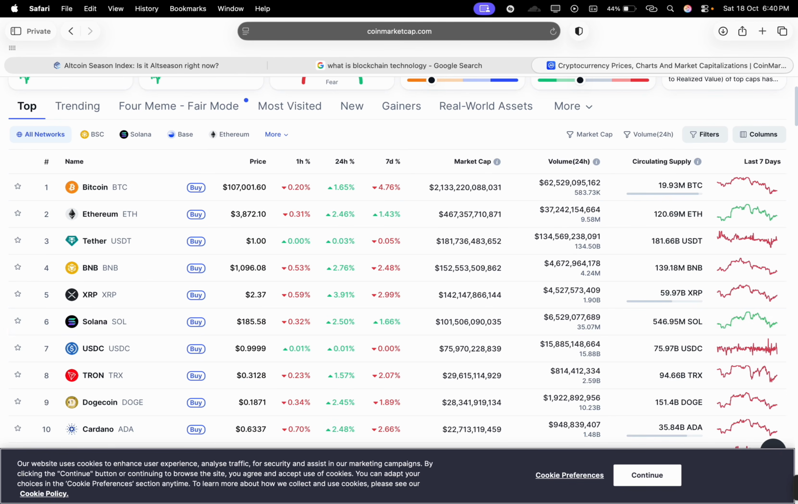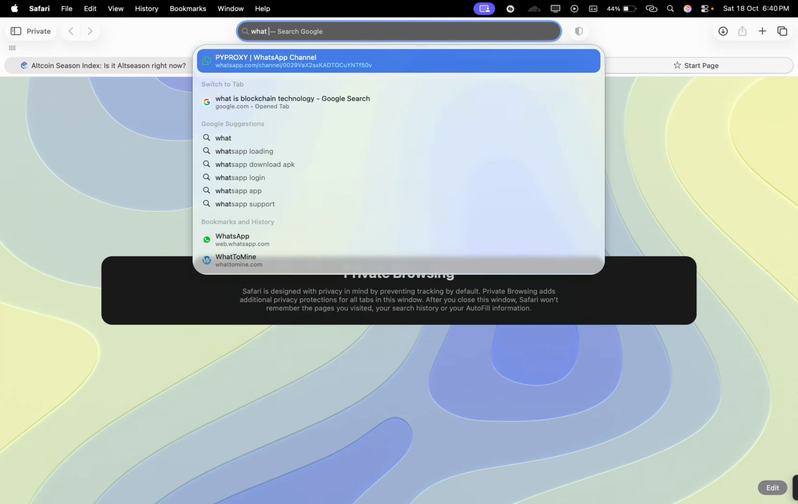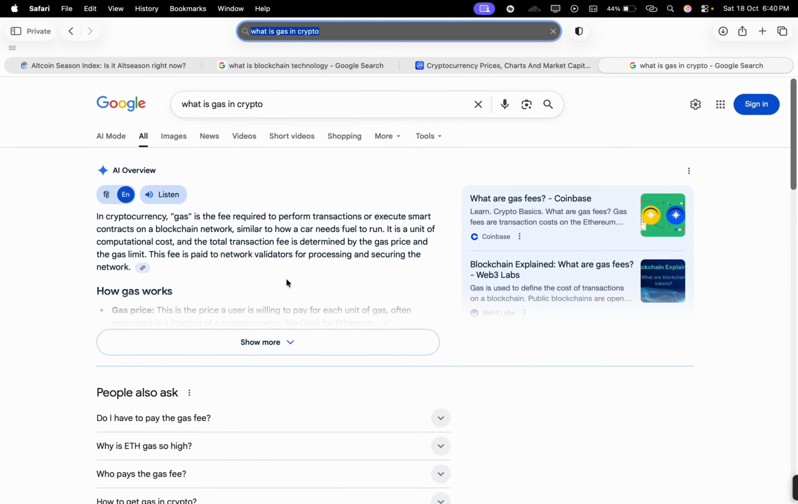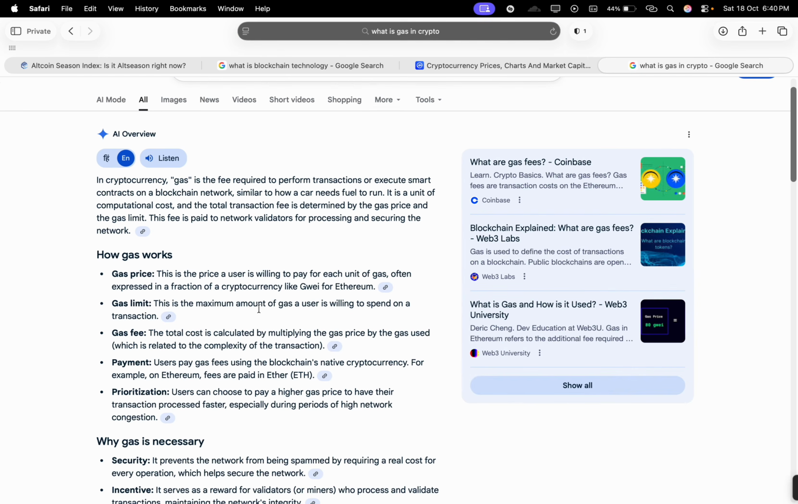When you pay cryptocurrency to some other guy, you have to pay a transaction fee that is called gas. If I show what is gas in crypto on the internet, it is basically a fee you have to pay so that the transaction can be completed. I told you about miners. This fee goes to those miners who are working for you. They are using their CPU, GPU, and that's how they are filling the blocks of the blockchain.